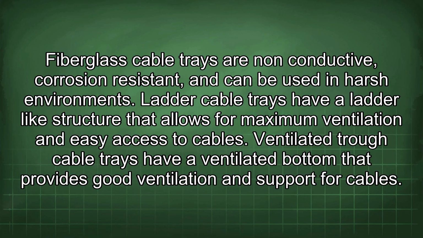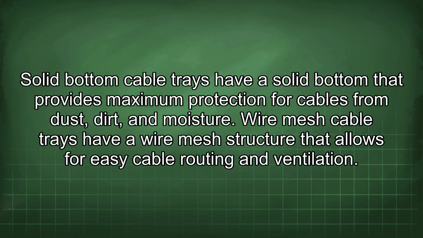Ladder cable trays have a ladder-like structure that allows for maximum ventilation and easy access to cables. Ventilated trough cable trays have a ventilated bottom that provides good ventilation and support for cables. Solid bottom cable trays have a solid bottom that provides maximum protection for cables from dust, dirt, and moisture. Wire mesh cable trays have a wire mesh structure that allows for easy cable routing and ventilation.